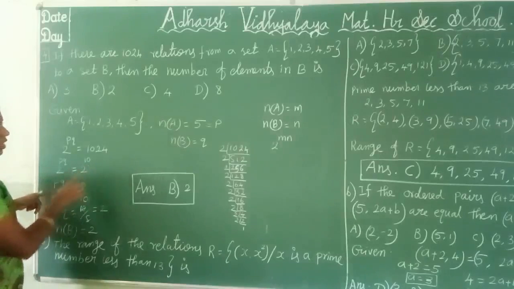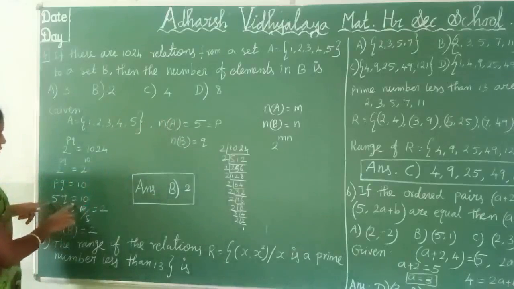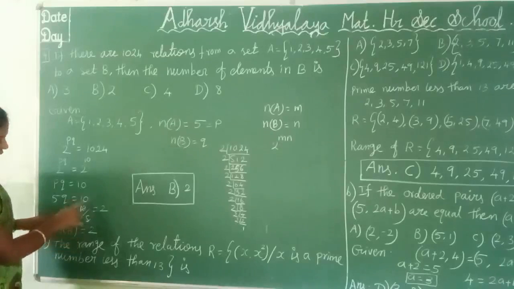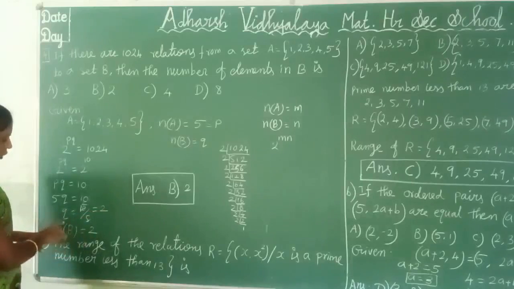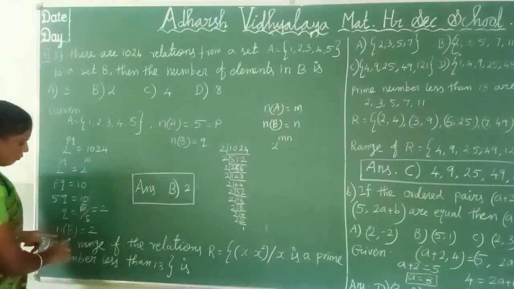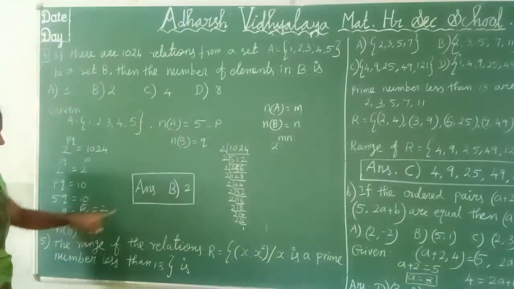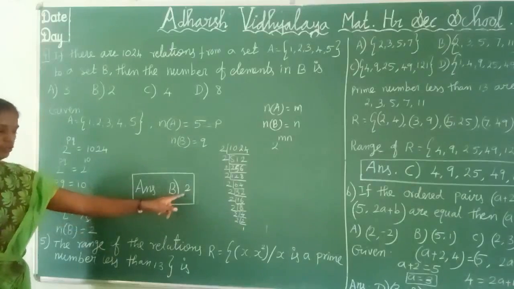The P value we already know is 5. So 5Q is equal to 10, so Q is equal to 2. So n of B equal to 2. Which option? B. So the answer is B, option 2.